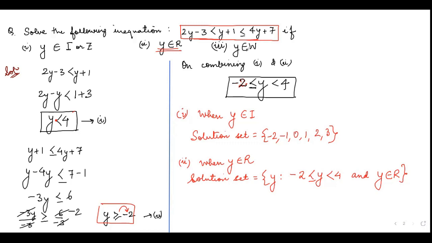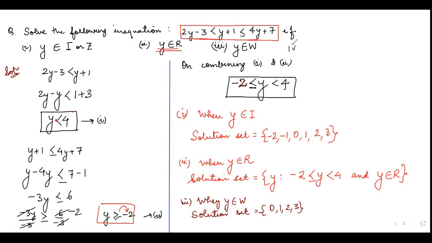I am adding one more question over here, number 3, when y belongs to whole numbers. If our y is a whole number, what will happen? Whole numbers means we will not be taking -1 and -2 because these are not whole numbers. The whole numbers start with 0. Hence we will be having 0, 1, 2 and 3. The solution set will contain 0, 1, 2 and 3. These are the whole numbers which fall into this category.